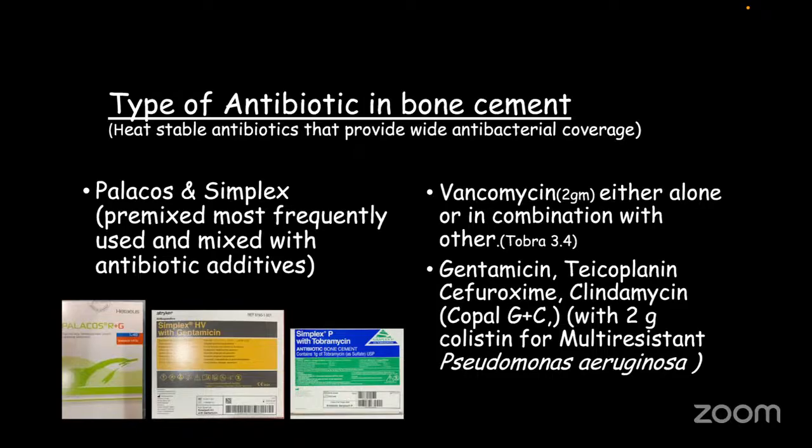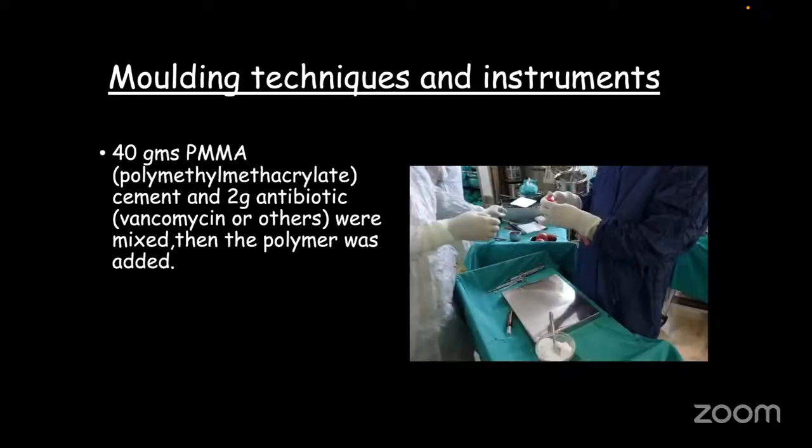The heat stable antibiotics are gentamicin, teicoplanin, cefuroxime, clindamycin, which is now available as Copal, gentamicin, and clindamycin, with 2 grams of colistin for multi-resistant pseudomonas. These are usually the antibiotics which are commonly used.